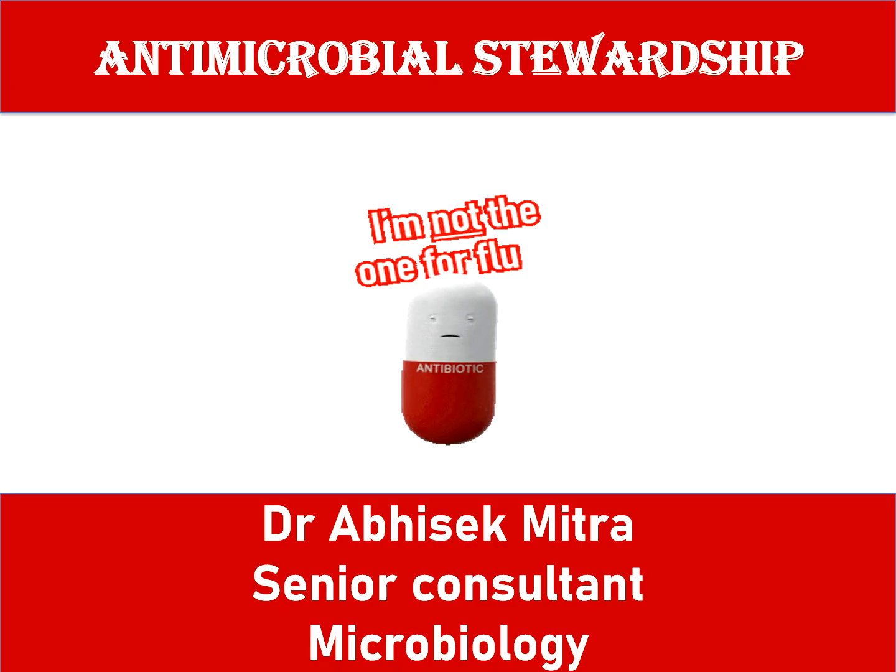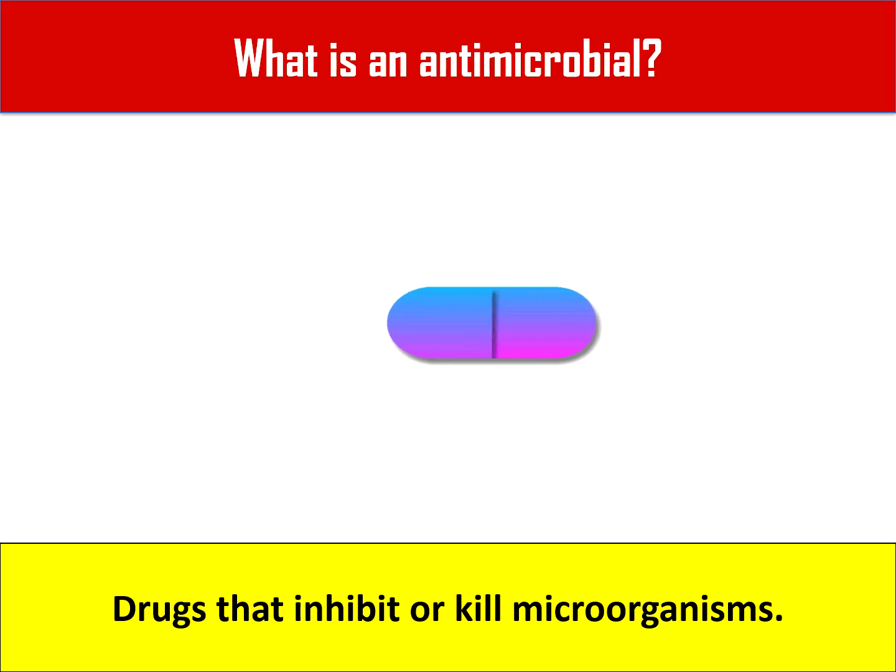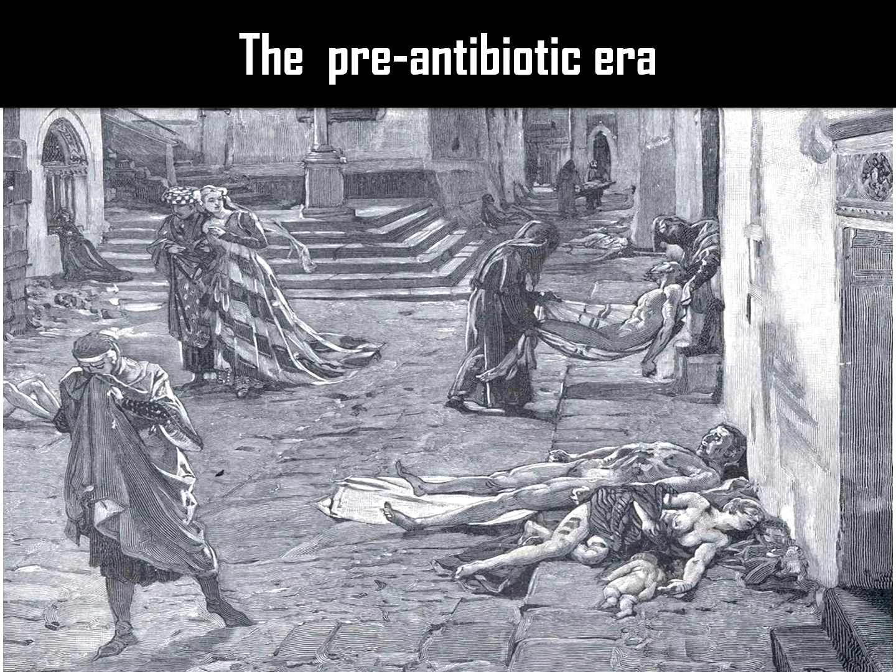First of all, we need to know what is antimicrobial. Antimicrobials are drugs that inhibit or kill microorganisms. If we move back into the pre-antibiotic era, we all know that many people lost their precious lives in this era because at that time no life-saving antibiotic drugs were available to treat the fatal infectious diseases. So it used to take a huge toll, and this situation continued till the year 1940.